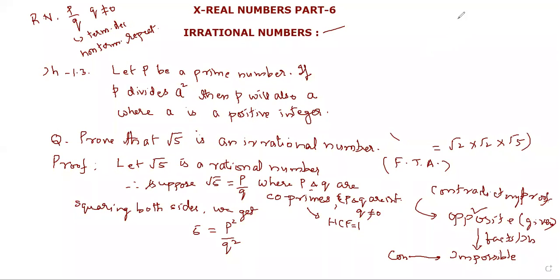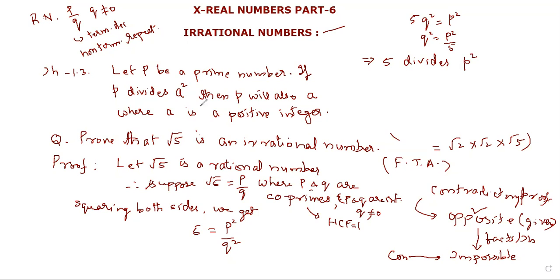Now we can write 5q square is equal to p square, or you can write q square is equal to p square upon 5. Now you can see the right hand side, p square upon 5 means p square divided by 5. You are getting some number q square. So from this we can say that 5 divides p square.